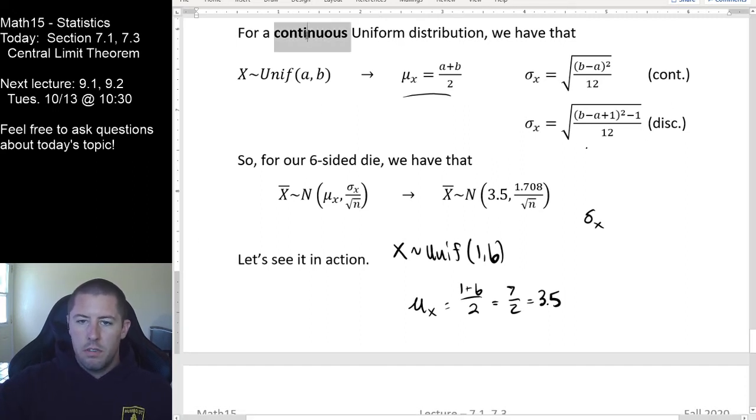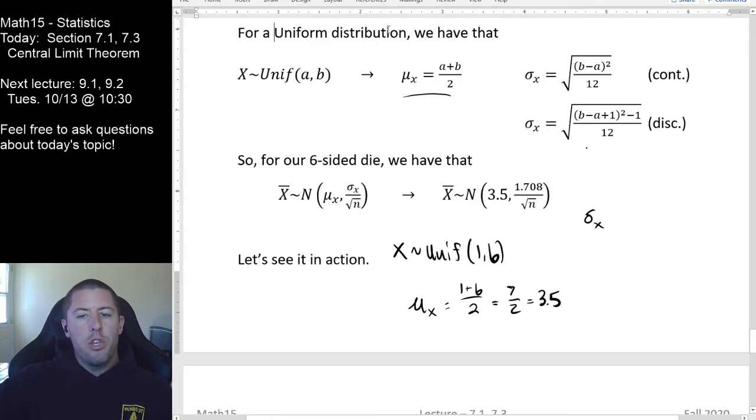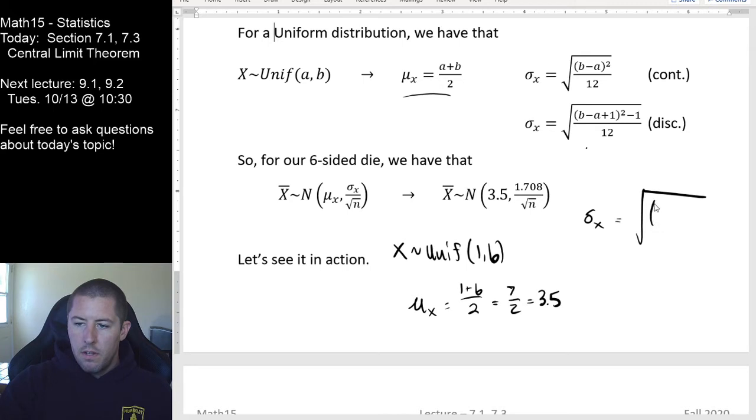Let me just do this. Okay. For a uniform distribution, if we are discrete, this is our computation for sigma sub x. In this case, we're going to get the square root of b, our upper bound is 6, minus a, our lower bound is 1, plus 1 squared minus 1, all over 12. The minus 1 and plus 1 cancel. That's just going to be 6 squared minus 1 over 12. 6 squared is 36, minus 1 is 35.